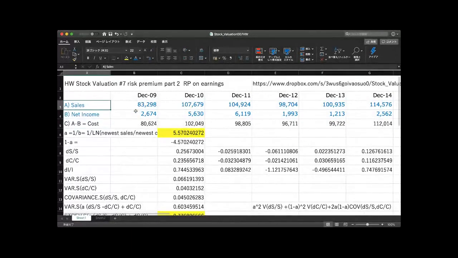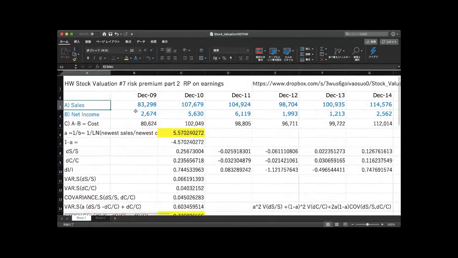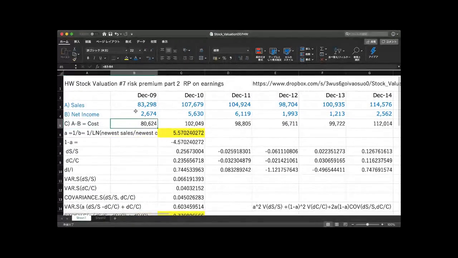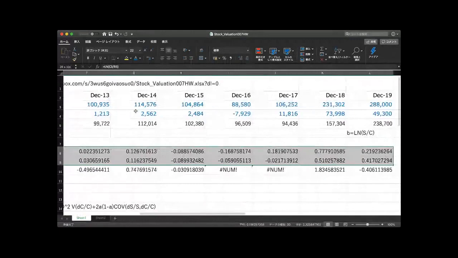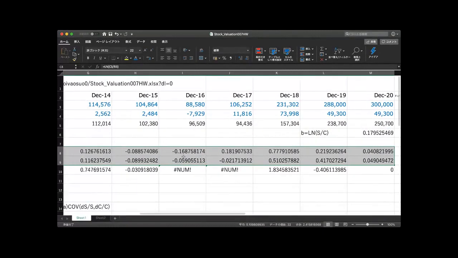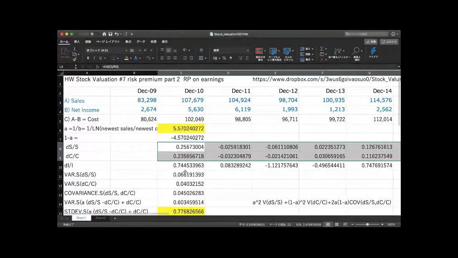You notice that sales are always positive. They are never negative numbers. The same thing for cost. Cost is always a positive number. No negative numbers here. So the growth rate of sales and the growth rate of costs we can calculate without any problem. We can calculate them all without any problem, which is great.